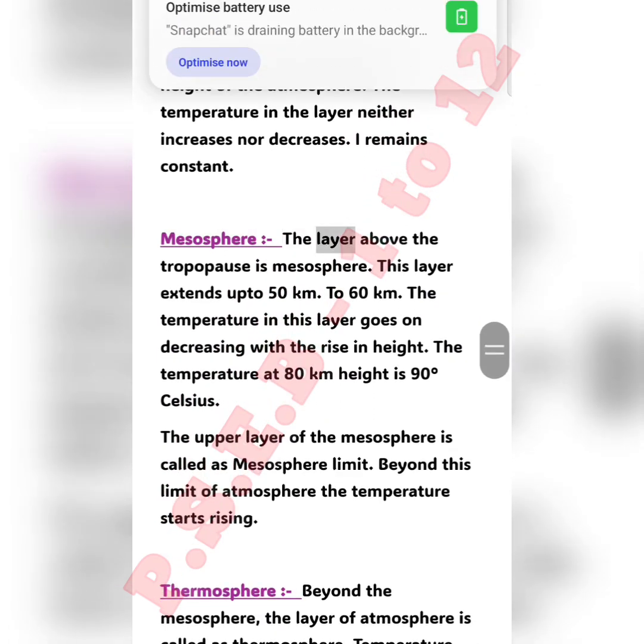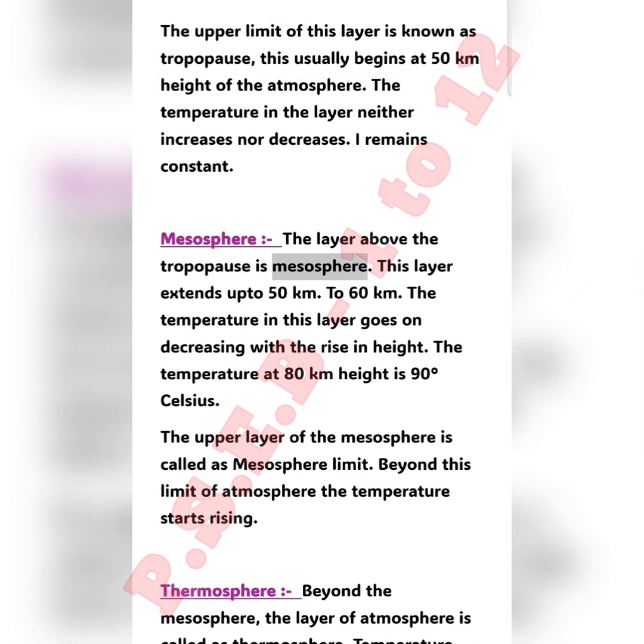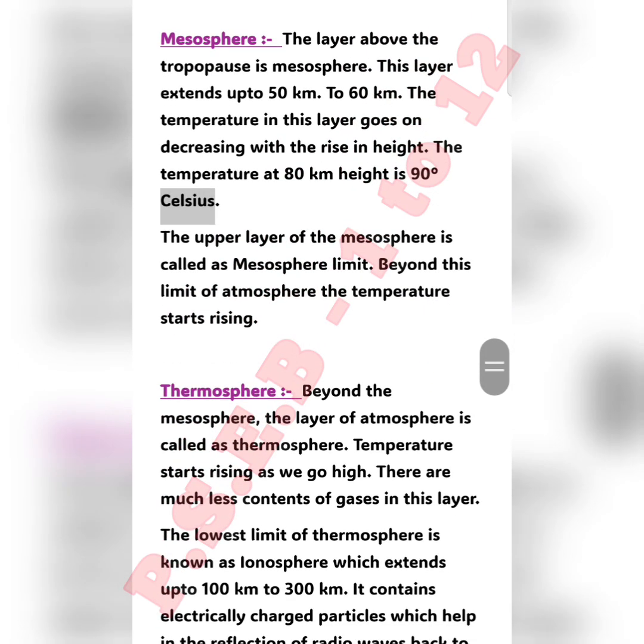Mesosphere. The layer above the tropopause is the mesosphere. This layer extends up to 50 to 60 kilometers. The temperature in this layer goes on decreasing with the rise in height. The temperature at 80 kilometers height is minus 90 degrees Celsius. The upper layer of the mesosphere is called the mesopause. Beyond this limit of the atmosphere, the temperature starts rising.